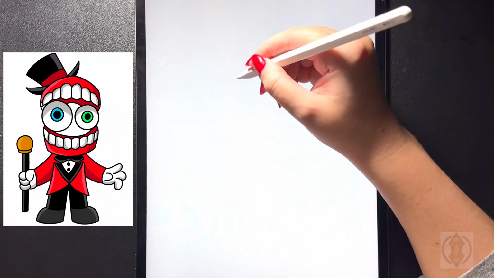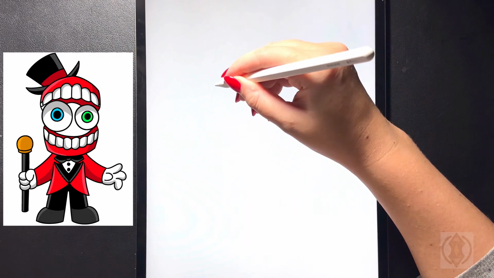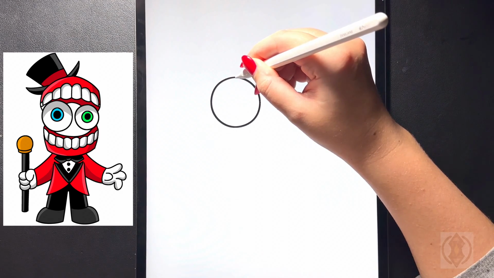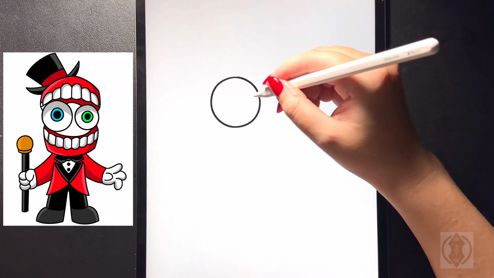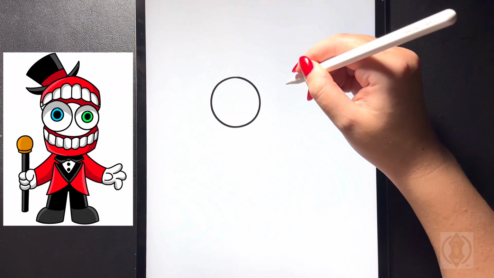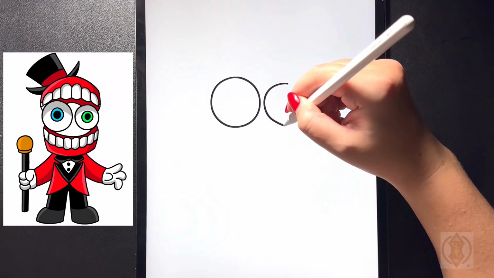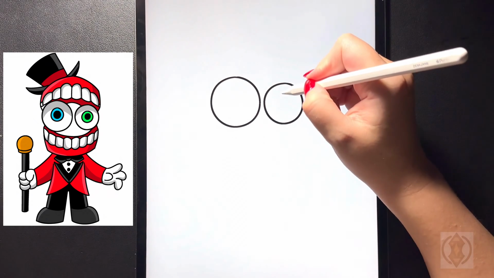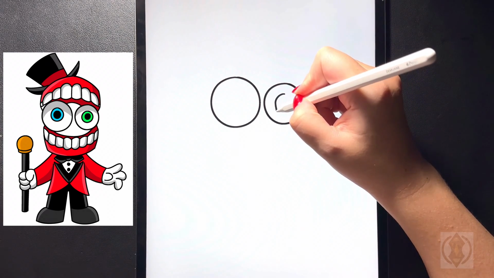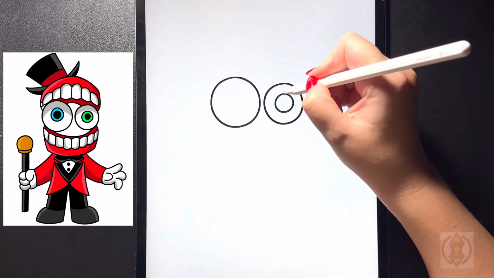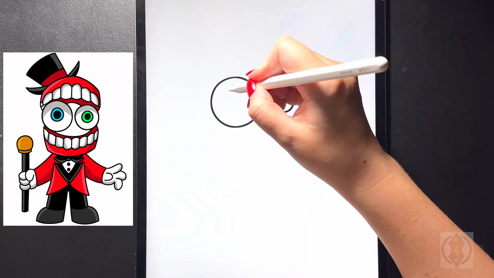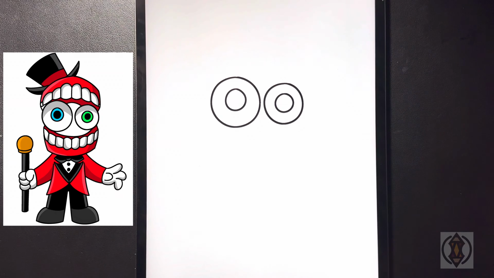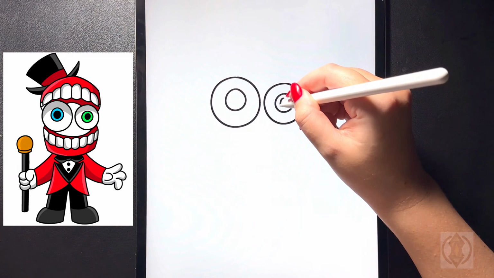So moving up towards the top, we're going to start by drawing a circle on the left hand side. Moving over to the right of this now, we're going to draw another circle, just making this smaller. Moving into the middle of both of our eyes now, we're going to draw in another circle in the center. And again, we'll do the same thing on the left. Moving in towards the middle one more time, we're going to draw in another circle.